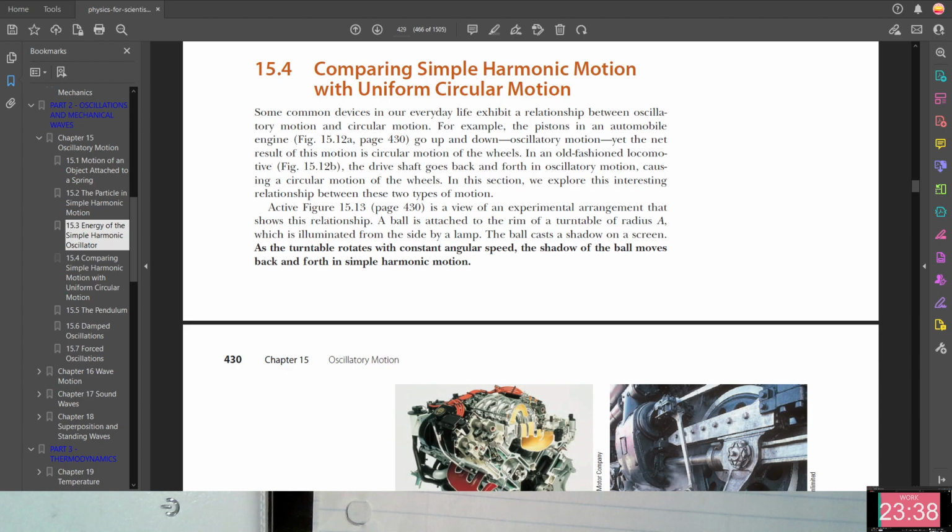But wait, what if I move? 15.4, comparing simple harmonic motion with uniform circular motion. So I have to do this for 2 more hours, and then the video's gonna end, and then that'll be 4 hours. And maybe I can squeeze one streaming, and then what'll that be? That'll be 8 hours, and I'll have 10 hours left. God, I hate studying. Okay.